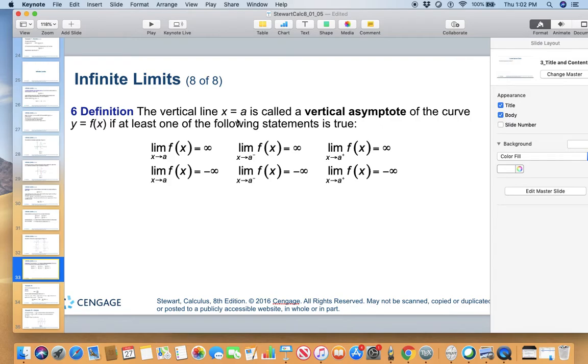The vertical line at A, x equals A, is called a vertical asymptote. When do you have a vertical asymptote? This is the definition, it's important. You get a vertical asymptote if at least one of these has to happen. Limit is infinity or limit is negative infinity. Left-hand limit is infinity or left-hand limit is negative infinity. Right-hand limit is infinity or right-hand limit is negative infinity. So at least one of these has to happen. That's what it means to have a vertical asymptote.